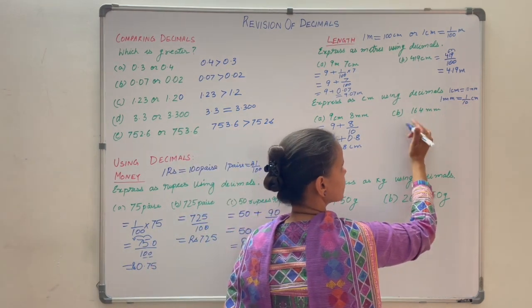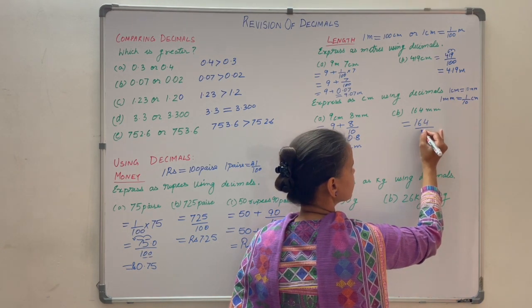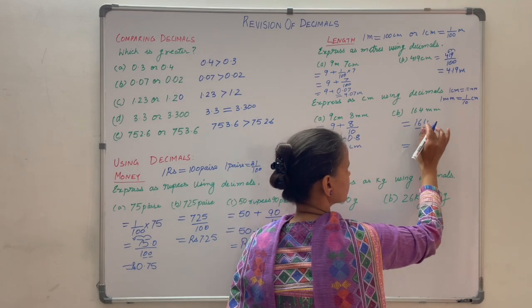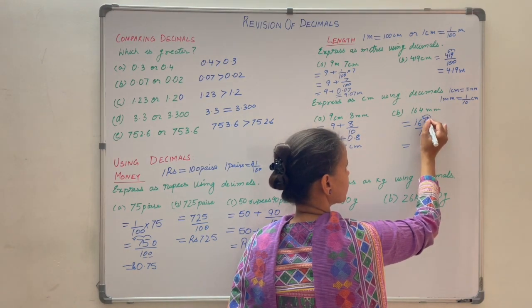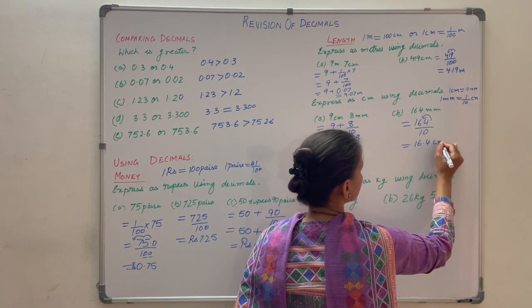This is in millimeters. You need to convert it into centimeters, so you have to divide by 10. So how much is this? You have to shift the decimal point one digit towards the left-hand side. So this is 16.4 centimeters.